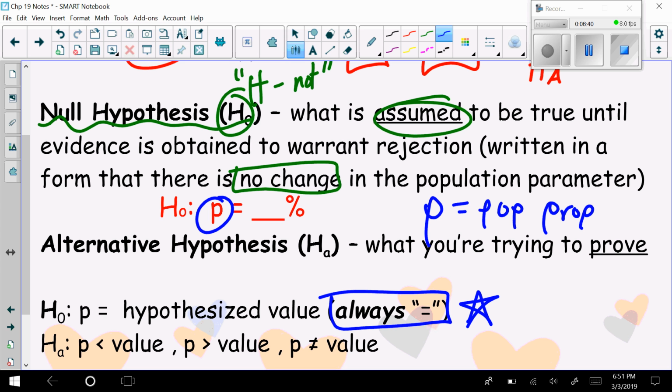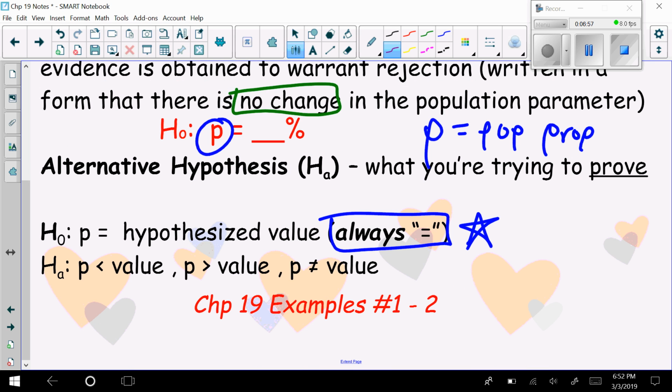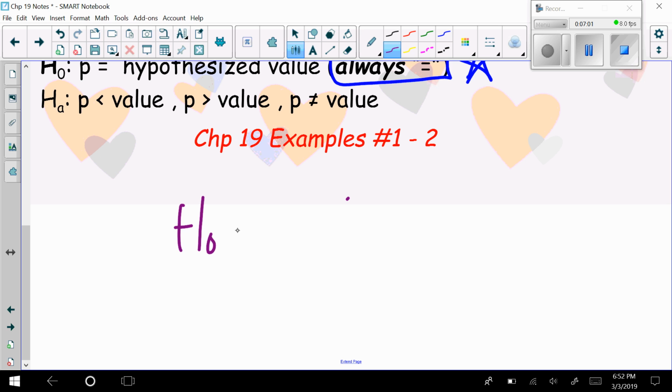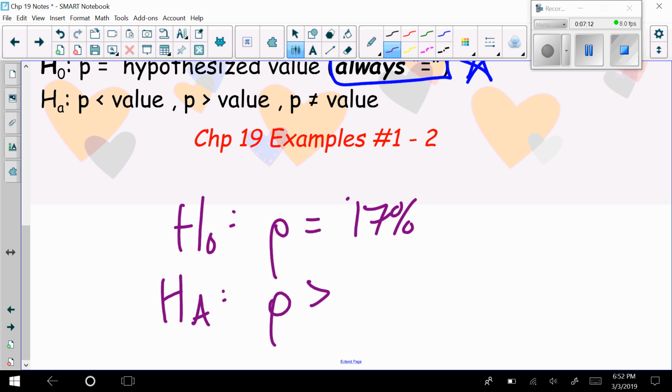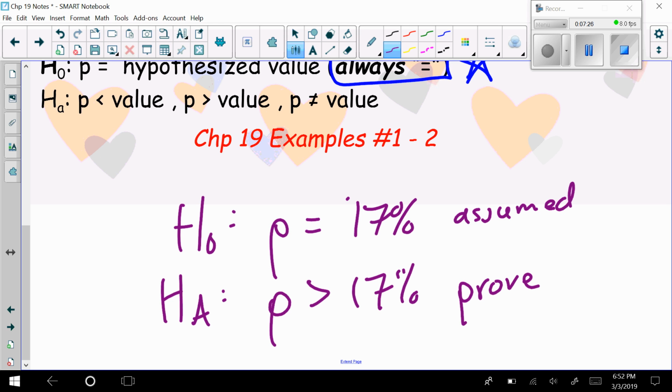Then our alternative is what you're trying to prove. So, I tell you that the percentage of people that love mathematics is 17% of Americans, and you make the claim, no, I think it's more than 17. So in that quick example, I told you the accepted was 17% of people like math. Then H sub A would be, no way, people have to like math more than that, so it's got to be greater than 17%. This would be what is assumed, and down here is what you would like to prove, essentially meaning that you would like to disprove the null.